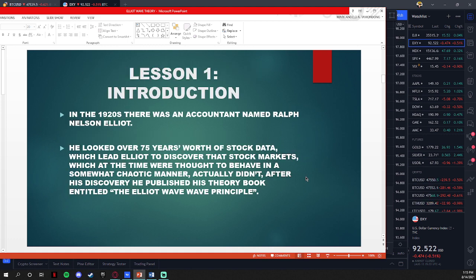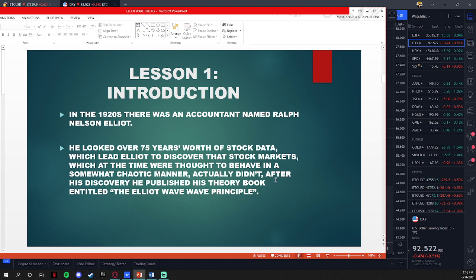So, introduction. In the 1920s there was an accountant named Ralph Nelson Elliott. He looked over 75 years' worth of stock data, which led Elliott to discover that the stock market, which at the time was thought to behave in a somewhat chaotic manner, actually didn't. After his discovery, he published his book entitled The Elliott Wave Principle. If you want to grab the book, you can find it on the internet, or you can buy the physical book. But I'm gonna show you the important ones here in this video.